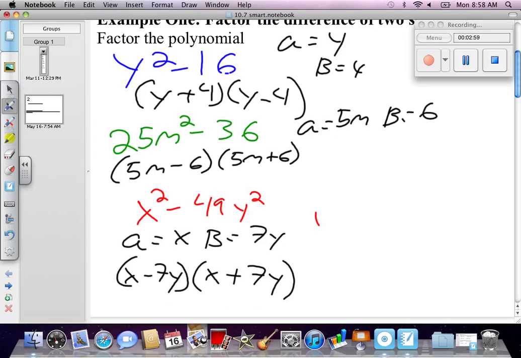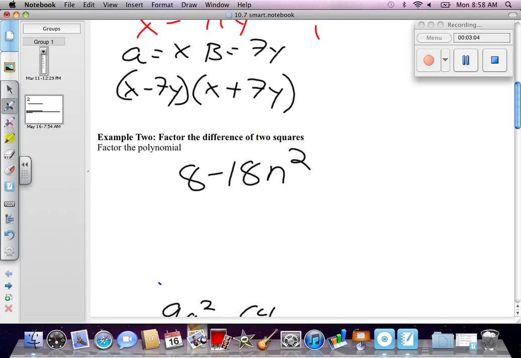There's a little trick for this next one, and it is similar to some of the ones in your homework. We've got 8 minus 18n squared. Well, none of those are a perfect square. So the first thing I'm going to do is think of the biggest number that I can pull out of both 8 and 18. Michael, what's the biggest number you can pull out that is divisible evenly by both 8 and 18? Give me your best guess.